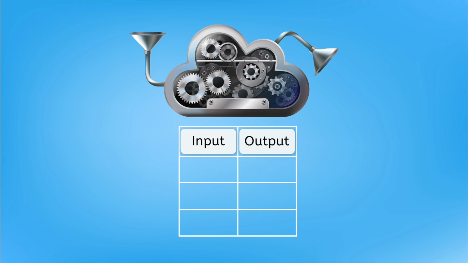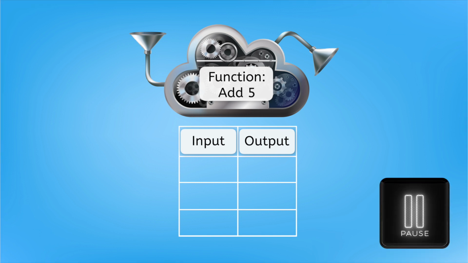Now let's imagine a different function machine, one that adds 5 to the input. Pause the video and see if you can figure out what the outputs would be given these 3 inputs. You can also find this table in your PDF.